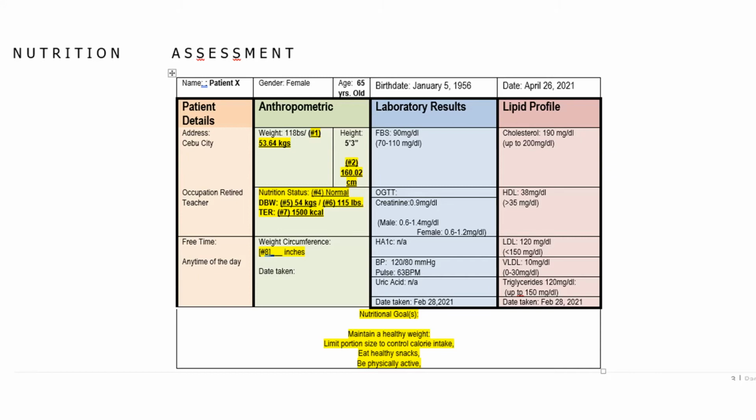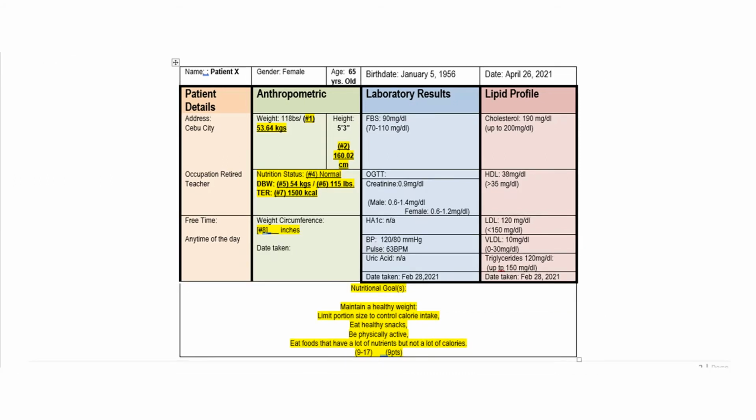Patient X is female, 65 years old, a retired teacher with a body weight of 118 pounds or 53.64 kg and a height of 5 feet and 3 inches or 160.02 centimeters. Nutrition status is normal. DBW is 54 kg or 115 pounds and TER is 1,500 kcal.